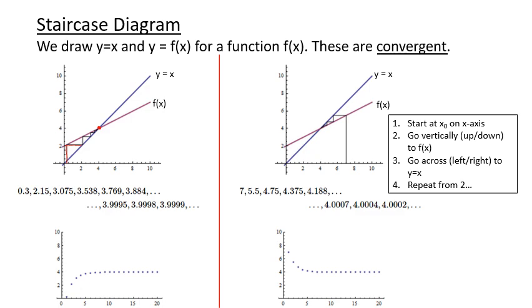From there we could go up to our function and then again across to the line y equals x, and this time we get a value of 3.075. If we keep going up to the function and then across to the line y equals x, you can see that that little staircase shape is getting closer and closer to where the graphs meet. So in this scenario, you can see that those x values are getting closer and closer together, they seem to be converging towards the number 4. So this iterative process is getting us closer and closer to the real answer, which is 4.